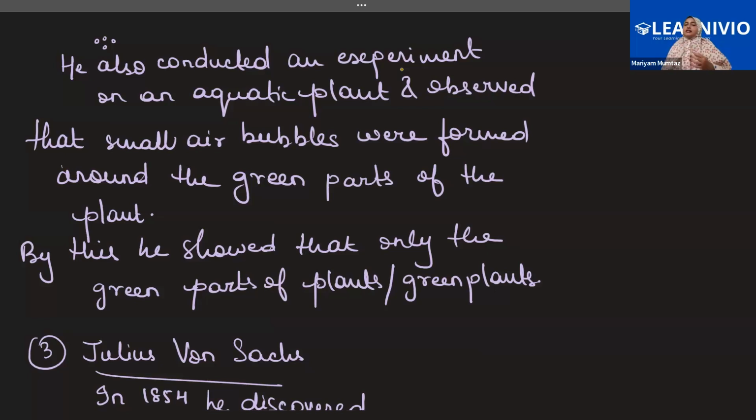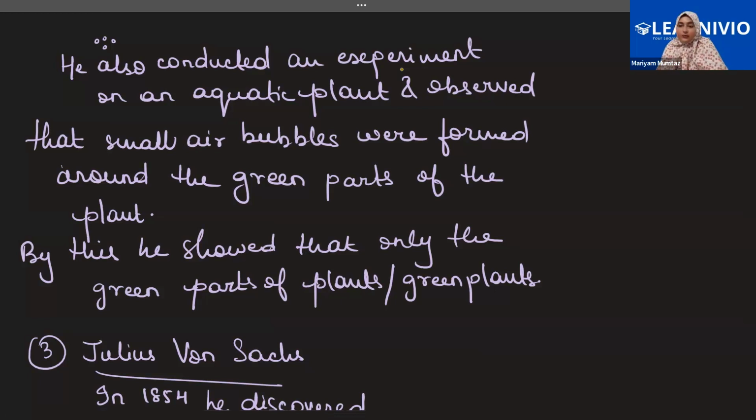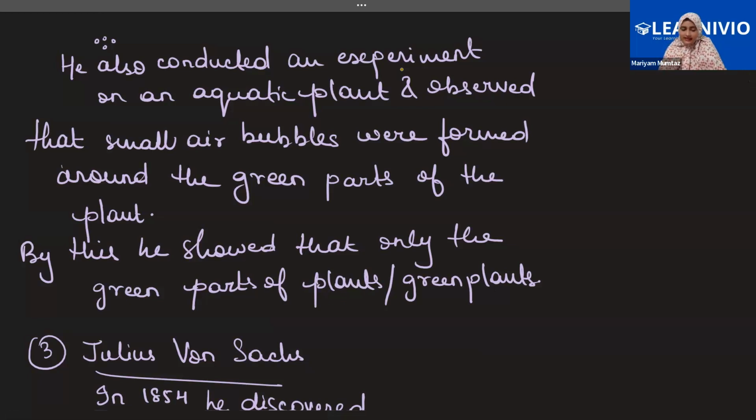So if there is a plant in any area or in any vessel or in any system and oxygen bubbles are found surrounding it, it means that the plant is photosynthesizing, right? It's doing the process of photosynthesis. So he said that the plants would do photosynthesis whenever there is sunlight. Without sunlight, it would not do any. And these air bubbles were found only in the parts of the plant that were lit, right? They got sunlight. And the parts that did not get the sunlight did not show the air bubbles.